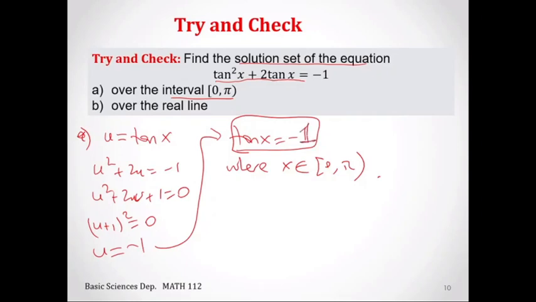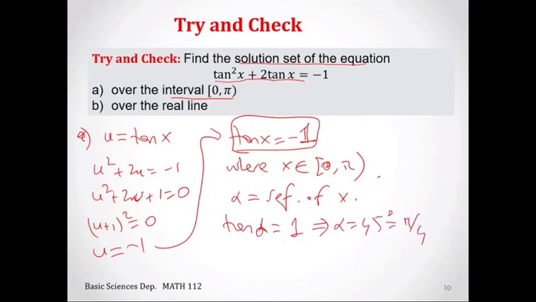Pi over 4, or 45 degrees, will make it... okay, let's go with the reference angle, sorry. Let alpha be the reference angle of x, and so tangent alpha will be equal to 1. So alpha should be 45 degrees, or pi over 4, but tangent is negative, so tangent x is minus 1, so x is in quadrant 2.